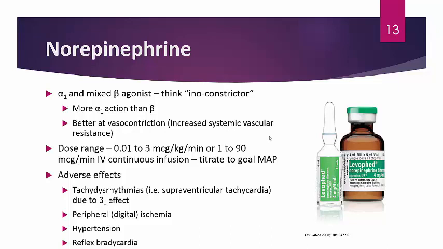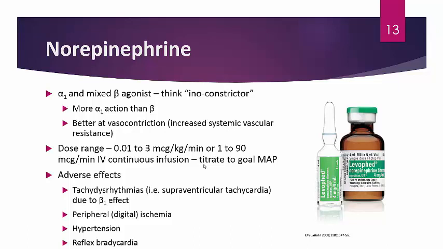As you see here, these are the typical dosing ranges of norepinephrine, which you will not be responsible for knowing. All you need to know in regards to the dose range is that you need to titrate to your goal MAP. And typically your goal MAP is going to be ideally above 65 in most cases.